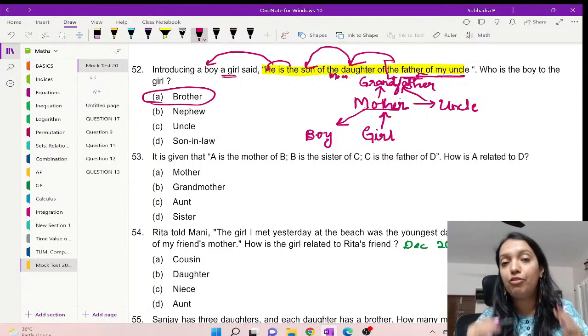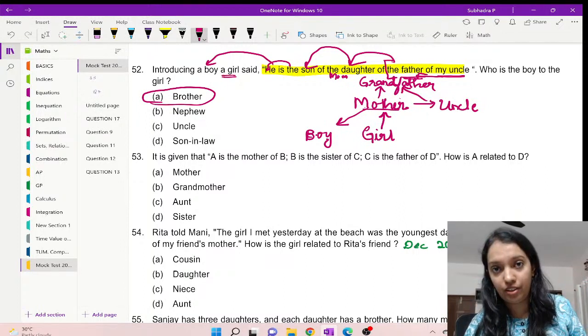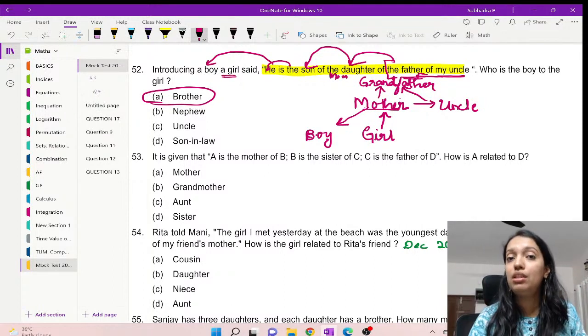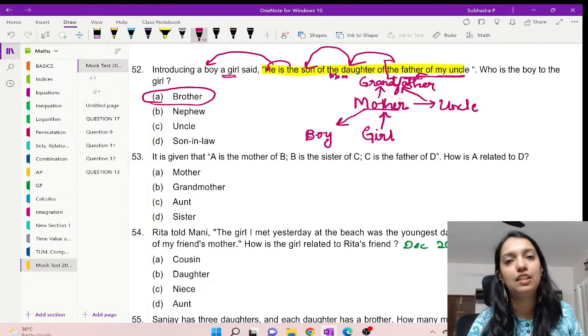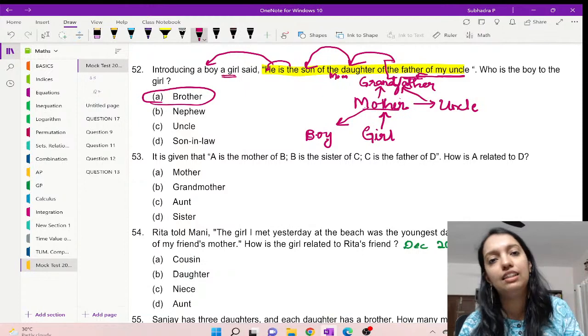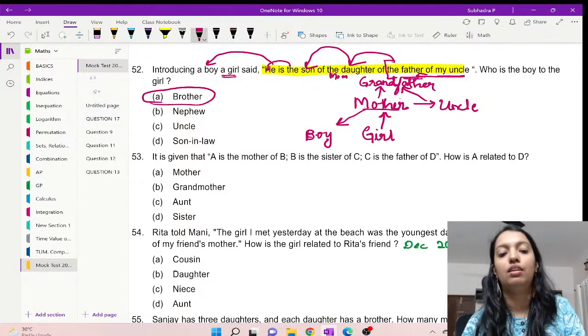In case in the 4 options they don't give brother, and you have cousin given, then it could be cousin as well. But in this case they have not given cousin in the options. That's why we'll mark the answer as option A, which is brother.